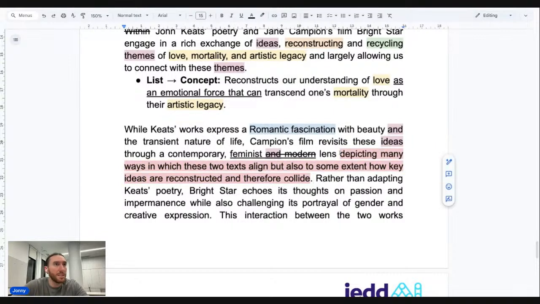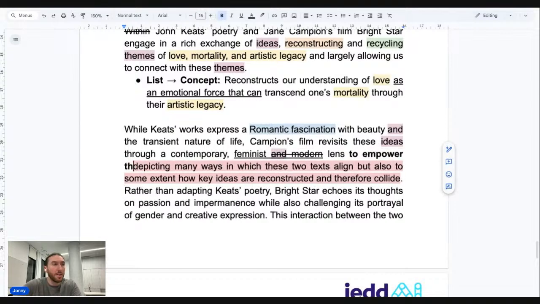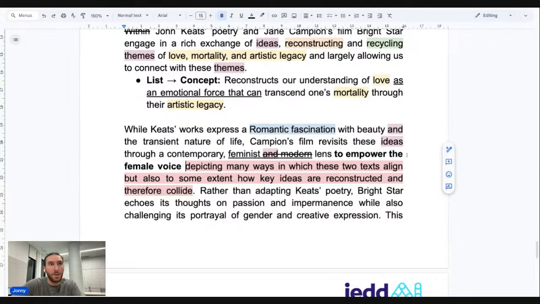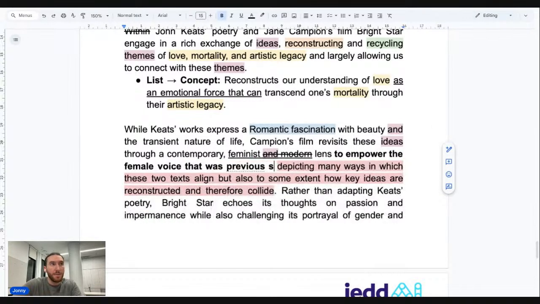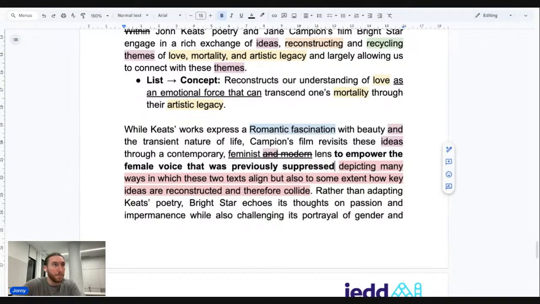We need a specific concept. Revisits these ideas through a contemporary feminist lens to what? Like, why? To transform or to focalize or to empower the female voice, a female voice, to empower the female voice that was previously suppressed, to empower a female voice that was previously suppressed. Okay, I'm just keeping that short and concise.